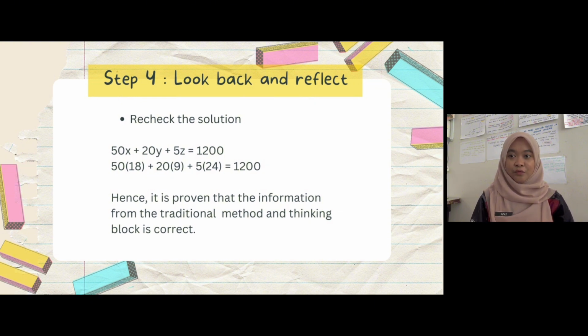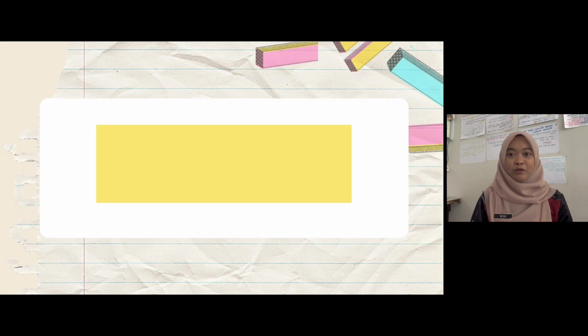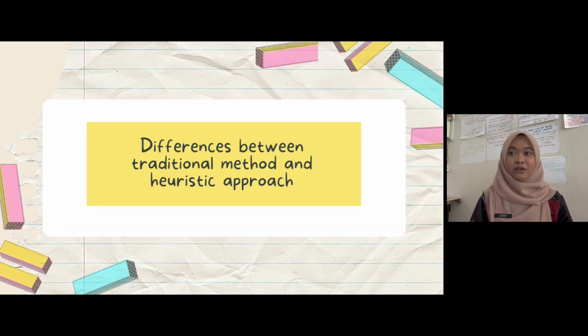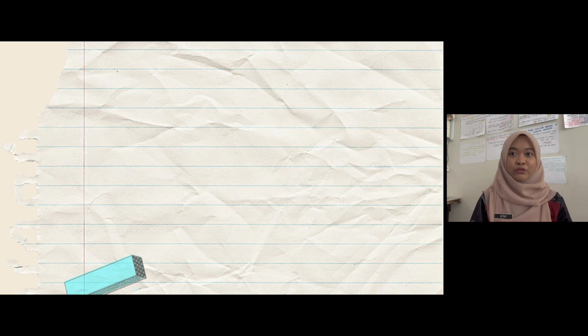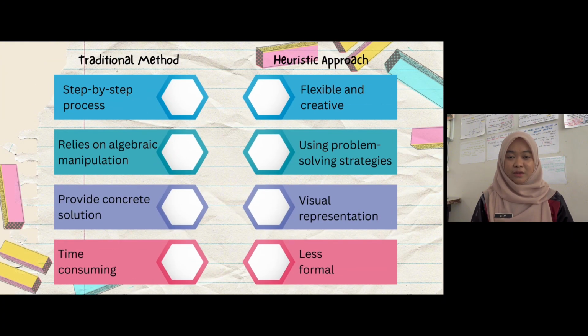Hence, it is proven that the information from the thinking box is correct. Next, we will talk about the differences between using the traditional method and the heuristic approach. The traditional method is a step-by-step process. In the traditional method, we follow a systematic approach to solve the problem.